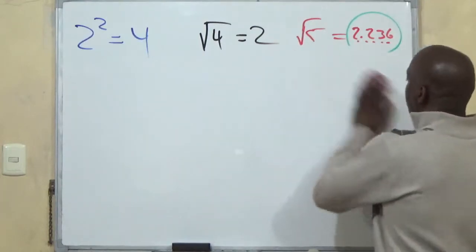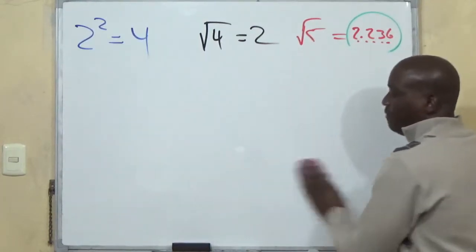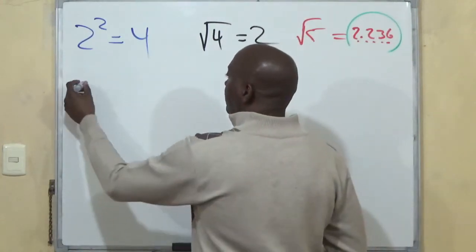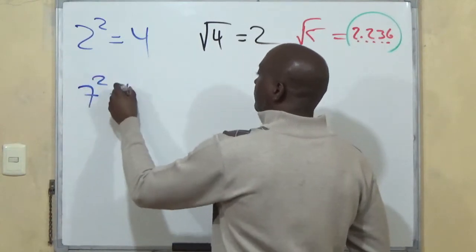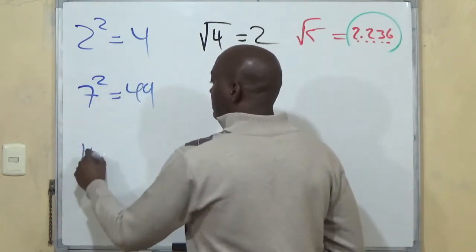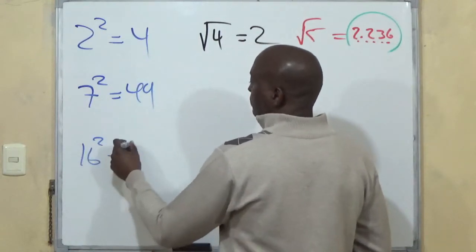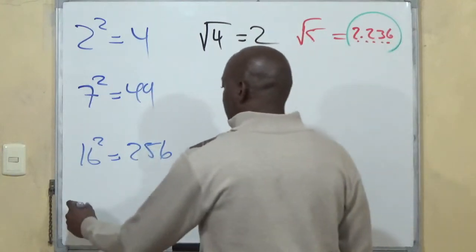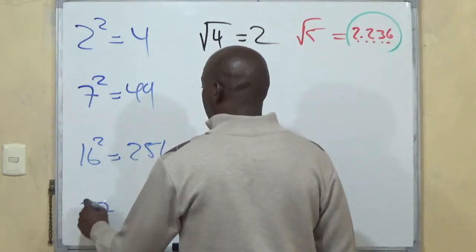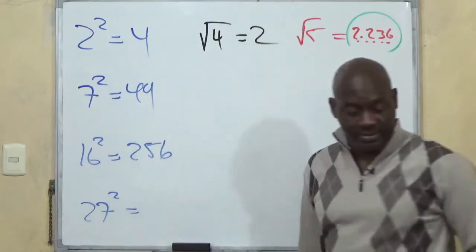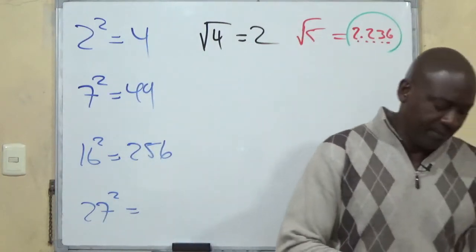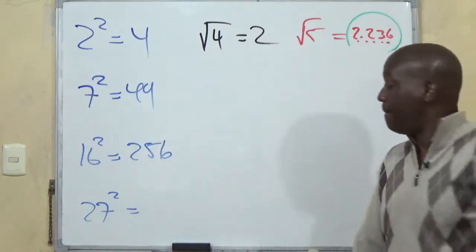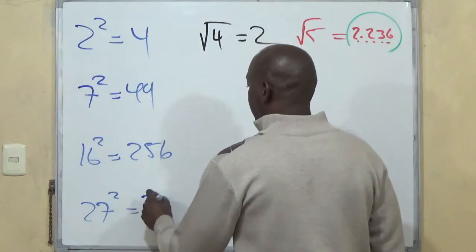Alright, so we start with the smallest number, of course. 2 squared is 4. Let me play up with some more numbers. Let me say 7 squared is equal to 49. Let me say 16 squared is equal to 256. Let me say 27 squared is equal to, I think it's 729 if I'm not mistaken. 27 squared is 729. Beautiful. Yeah? 27 squared is 729.